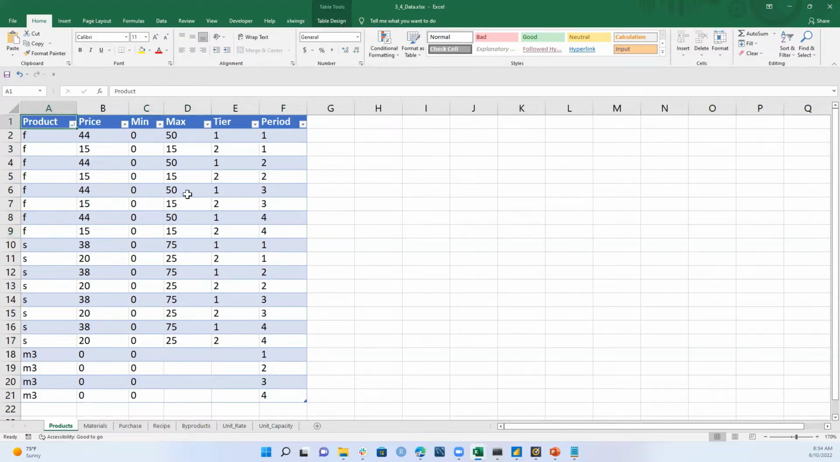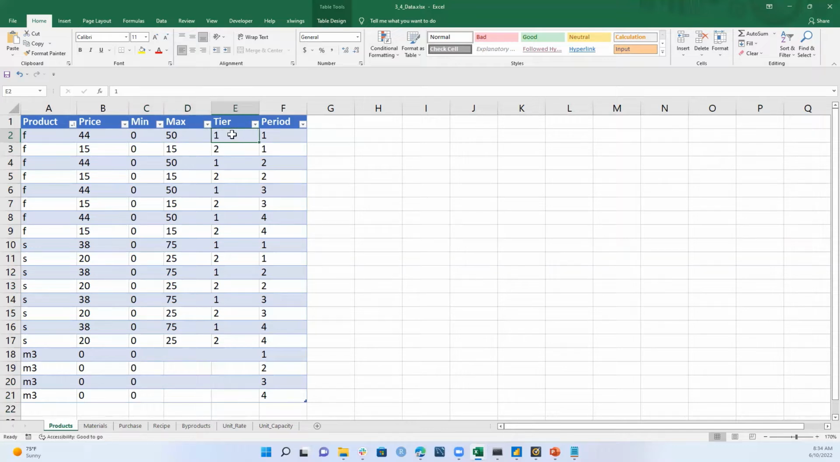All right, we have our data here, and we're going to start with the products tab. This tab includes information on the product, the price, and the minimum and maximum demand. You might use minimum demand if you have a contract that says you're going to provide a specific customer or market a minimum amount, but for this case, we don't have any of that. And then the maximum demand, which is what the market will bear in terms of buying your product.